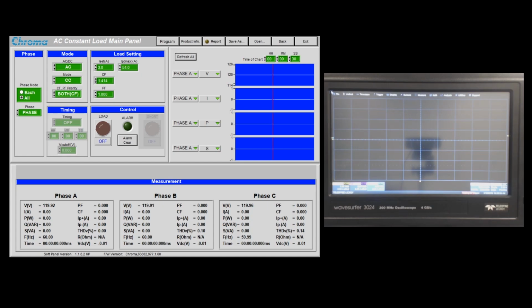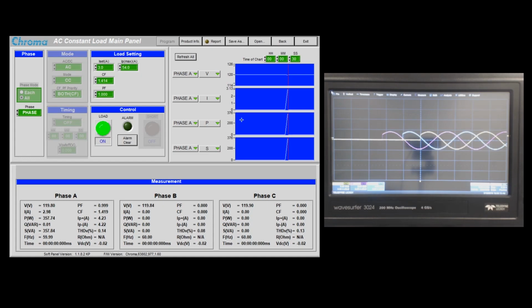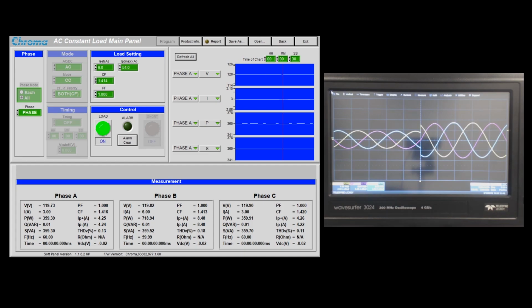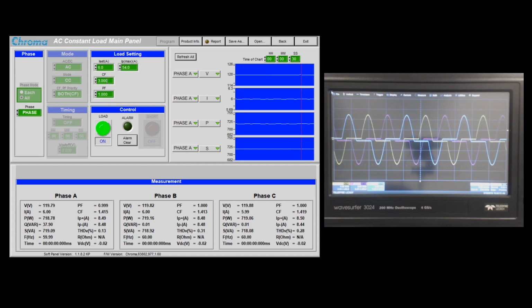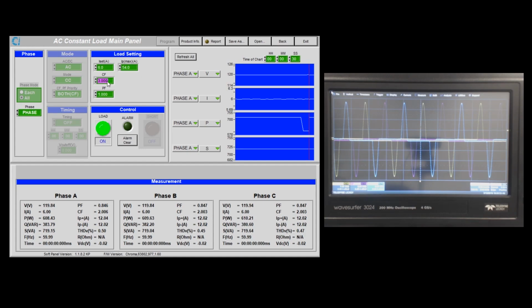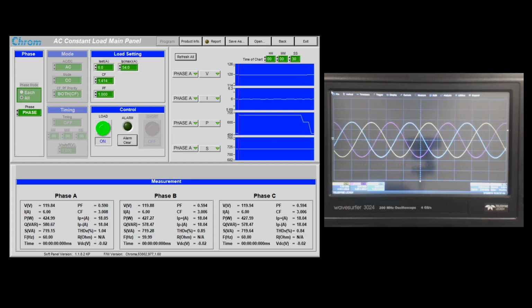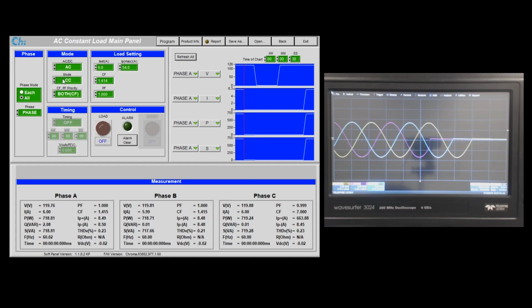In three-phase mode, each load turns on at its own phase's zero crossing. Load changes, however, happen simultaneously for all the phases. We can also change the crest factor and power factor in three-phase mode. In addition to constant current mode, the loads can also be set in constant resistance, constant power, or RLC mode.